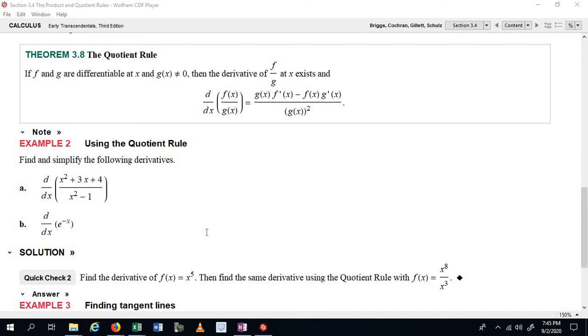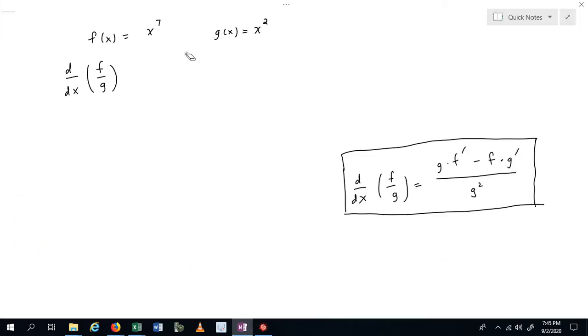Hello again. In this video, I'm going to go over the quotient rule. Now, to illustrate the quotient rule, what I want to do is come up with a very simple example and show you why the quotient rule works. Okay, so let's look at this example.